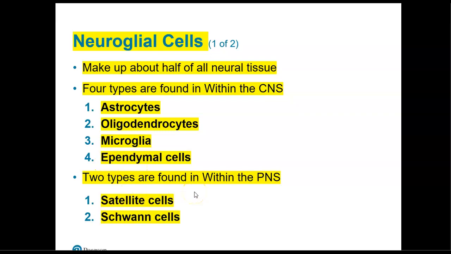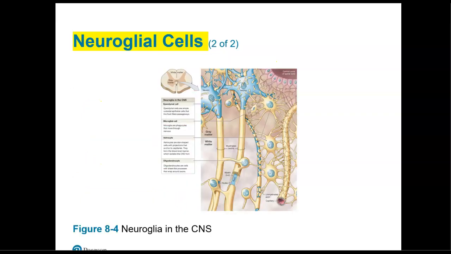Then there are two types that are found within the peripheral nervous system. They're called satellite cells and Schwann cells. So let me blow this up.